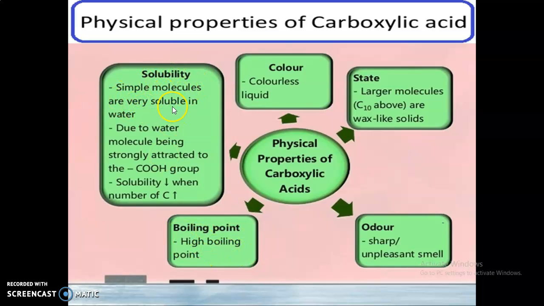Solubility: simple molecules are very soluble in water due to water molecules being strongly attracted to the carboxylic group, that is, the first four members are completely soluble in water. This is due to the ability of the carboxylic group to form hydrogen bonds with water molecules. As the hydrocarbon chain increases in the acid, the solubility of the acid in water decreases. Means solubility decreases when the number of carbon atoms increases in the carboxylic acid molecule. These are some physical properties of the carboxylic acid.